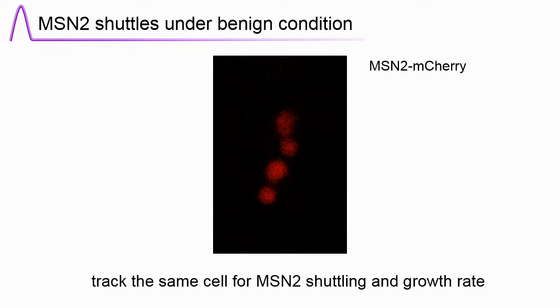But if you take a closer look, I'm going to show you a clip of a movie of the MSN2 mCherry strain under benign condition, and we can see it does shuttle, but on a milder scale. We can see the MSN2 signal come together, form a focus in the nucleus, and then it comes out and disperses in the cytoplasm. What I'm going to do is track the same cells for MSN2 shuttling, and then track exactly the same cells longer for the growth rate calculation.